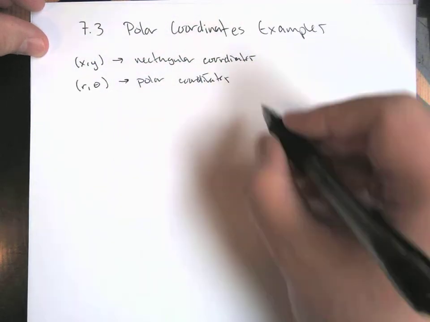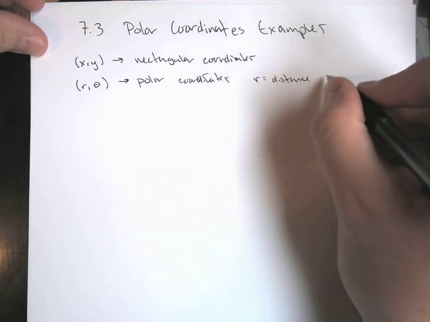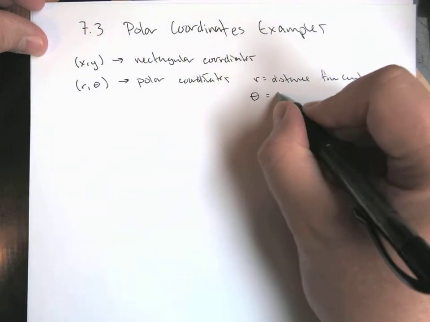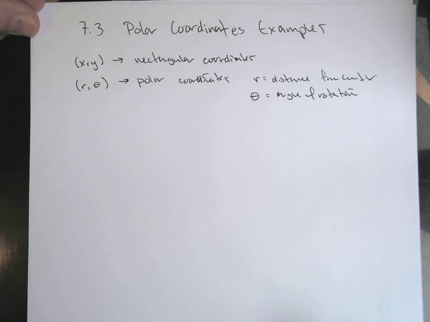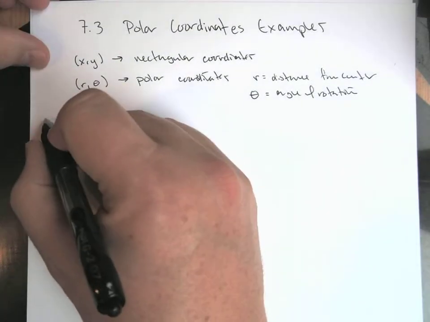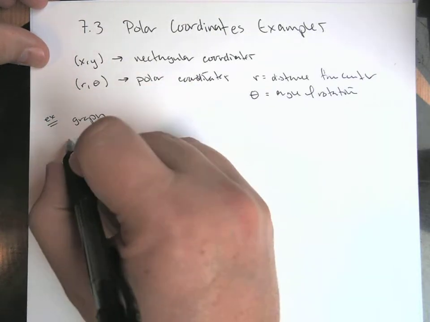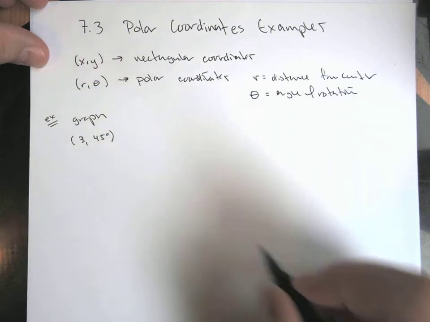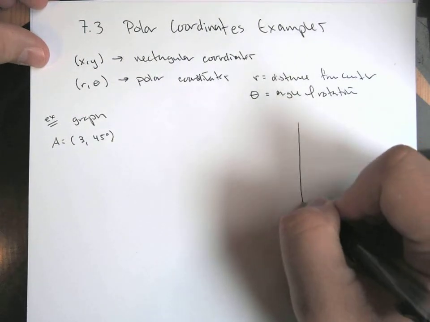And so this is going to call back to all of our trig stuff, right? So our radius is just our distance from the center. And our angle, right, is just our angle of rotation in standard position. So, for instance, if I was trying to graph a few polar points, something like 3, 45 degrees, right? Let's say this is point A.